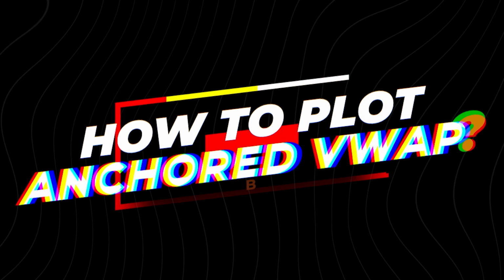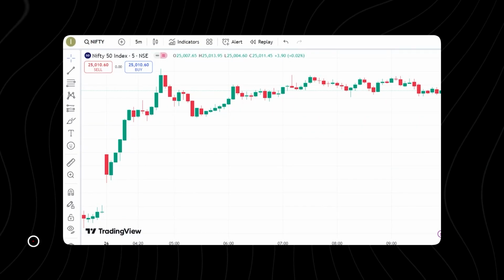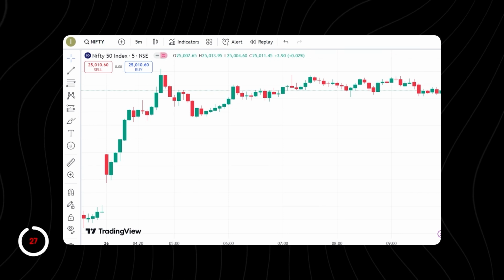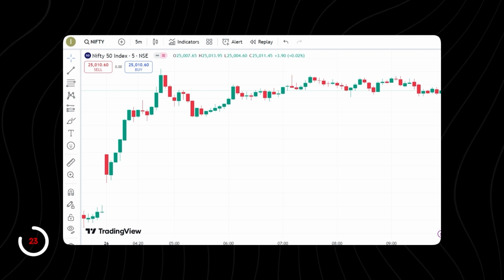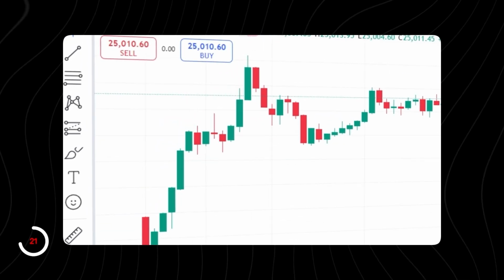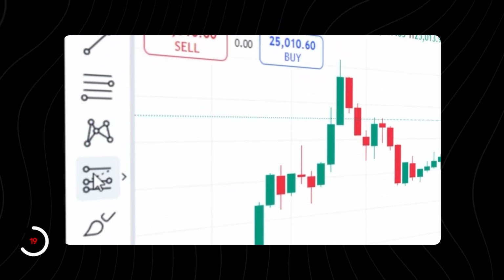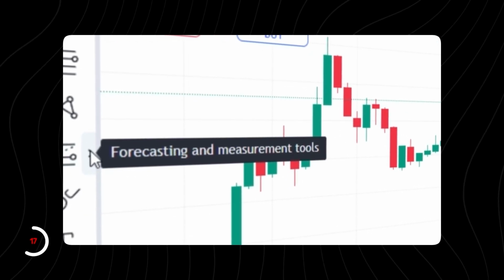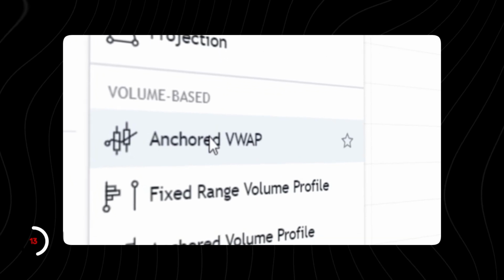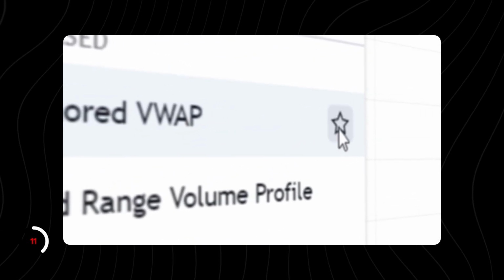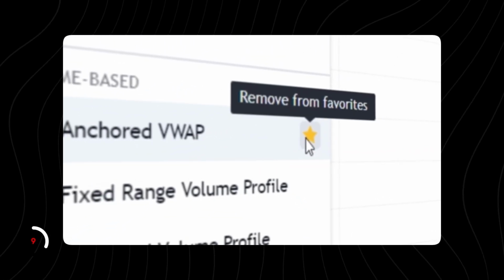2. How to plot Anchored VWAP. To plot the Anchored VWAP on your chart, go to Trading View, a free charting tool. Once on your charts, look to the left for the drawing tools. To open the drop-down menu, click the arrow next to the second choice. Scroll to the bottom of the list and choose Anchored VWAP. You may also click the star to save it to your favorites for easy access.